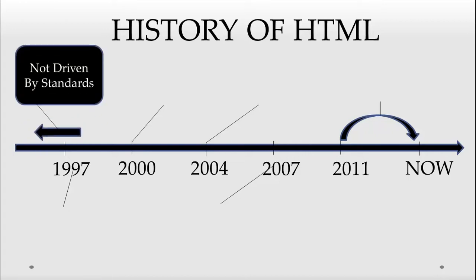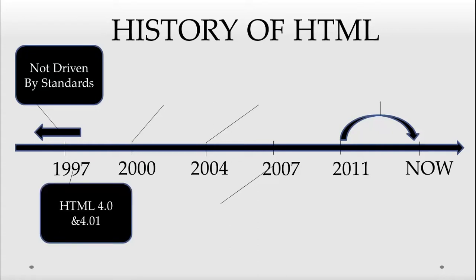So before 1997, there were no community standards, so browsers basically did whatever they wanted. They invented new tags, they implemented the same tag differently. Now, around 1997, the World Wide Web Consortium, the W3C, came up with the first standard, which is HTML 4, and they very quickly updated it to HTML 4.01.